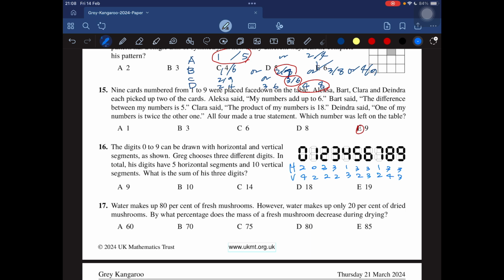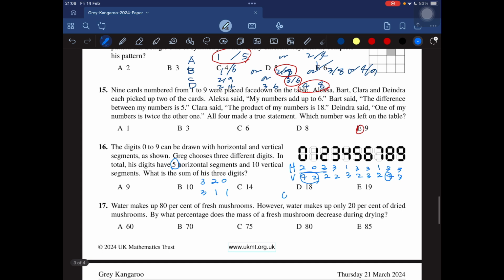5 horizontal segments, 5 horizontal. So if we have like this, let's say 1, 3 and 1, 2 and 1, 0, like we can make 3, 2, 0 or 3, 1, 1. Other than that, we cannot make it. So let's say 3, 2, 0. Then we already have 6 vertical segments, so we need to make 4.